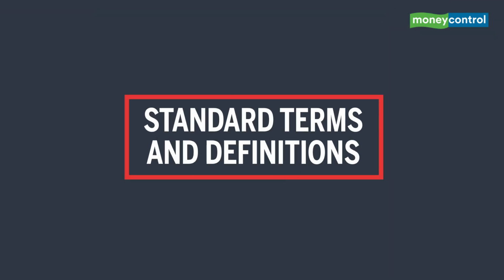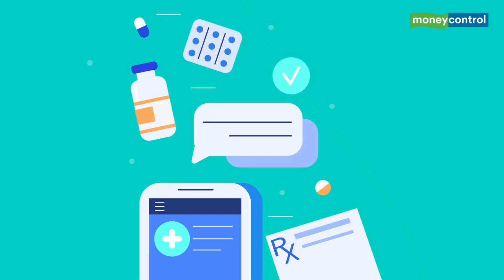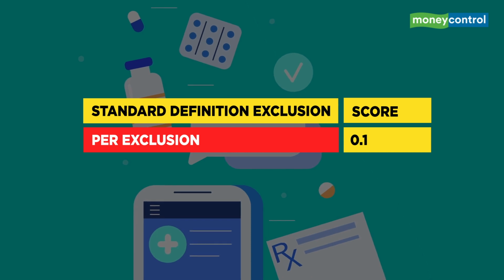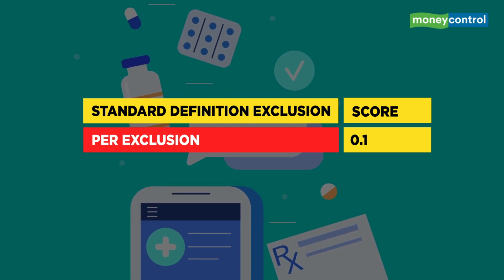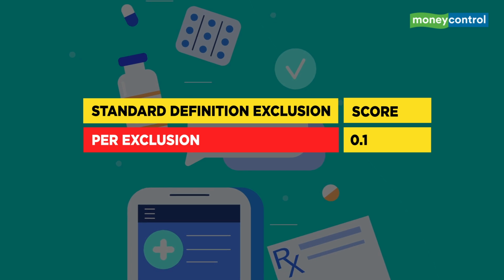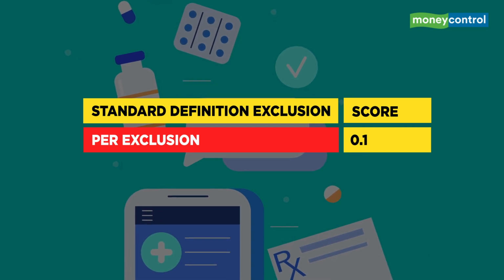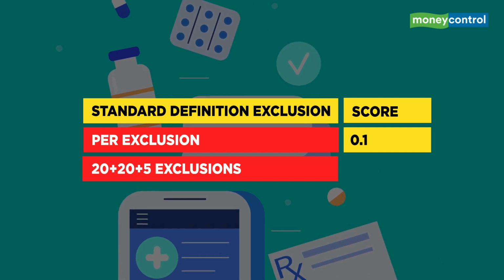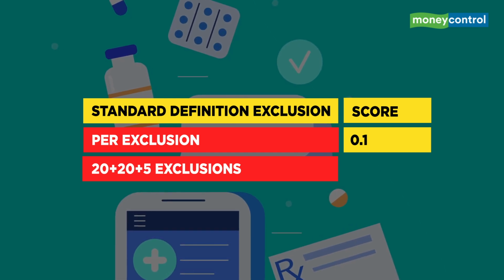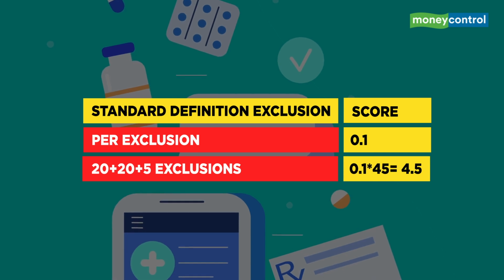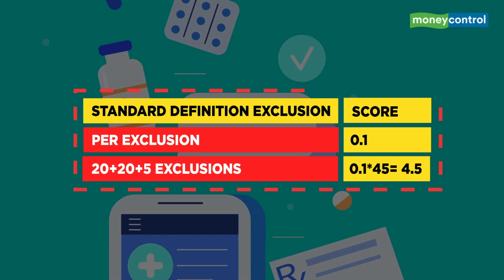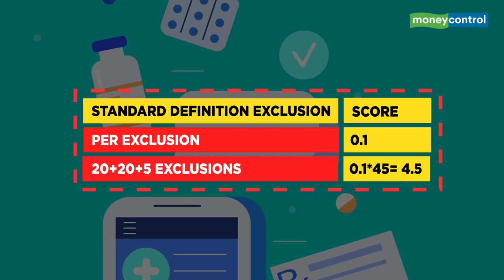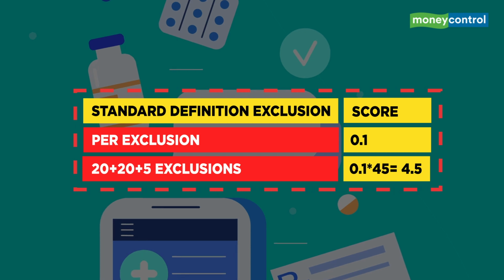Standard terms and definitions. A score of 0.1 is given for every definition, general clause and exclusion which differ from standard definitions notified by the IRDAI. For example, if there are 20 definitions, 20 clauses and 5 exclusions in the product other than standard ones, the score will be 4.5. The weighted average scores of all the 7 parameters are then added together to get the final score of the product.